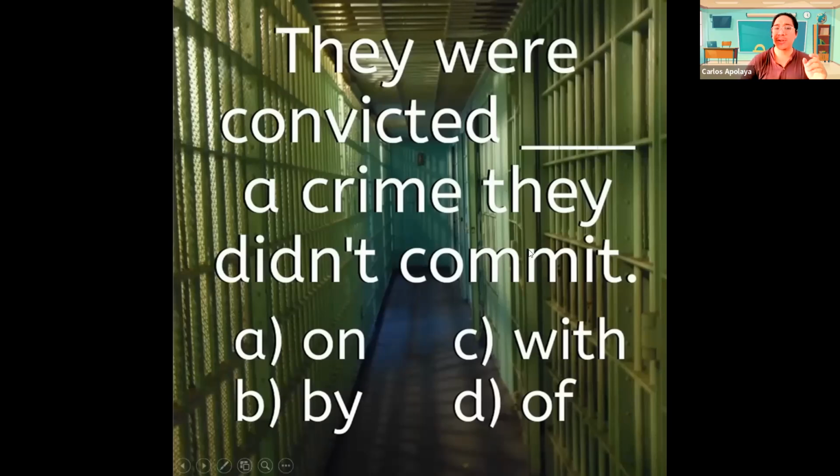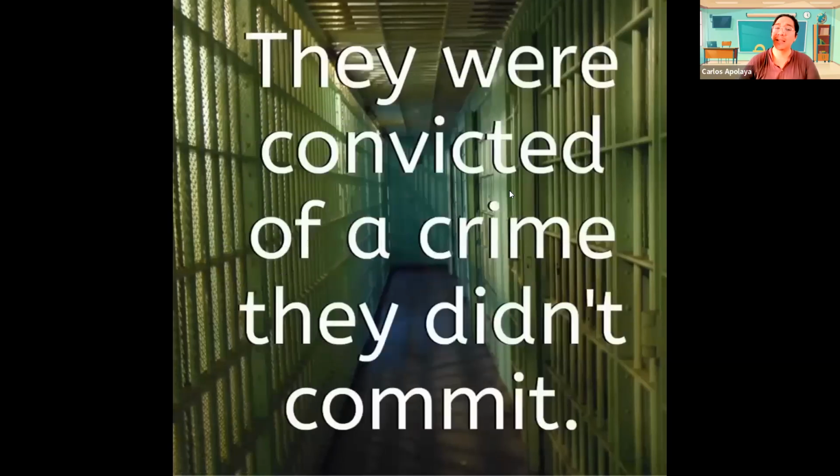What is the preposition? They were convicted. I don't know. Convicted on a crime or in a crime? Of a crime. The answer is of a crime. Remember that you commit a crime. You don't do a crime. You don't make a crime. You commit.